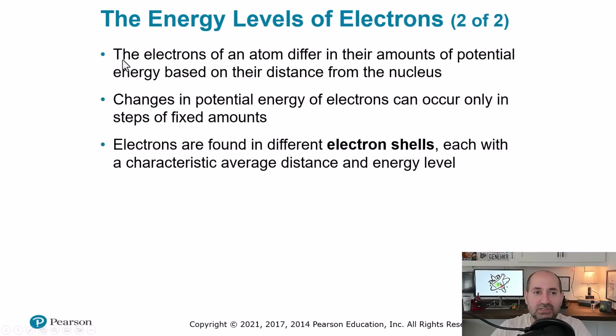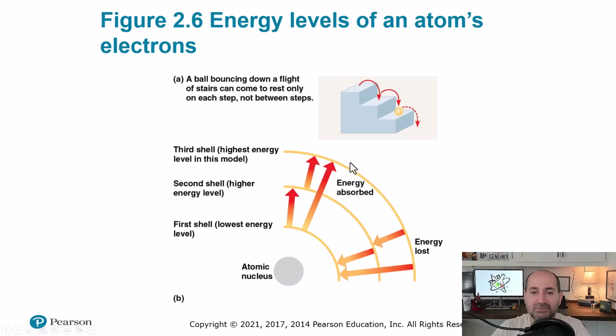Now, this potential energy is applicable to the electrons of an atom, because those electrons differ in their amounts of potential energy. Based on what? Based on their distance from the nucleus. And these changes in potential energy of electrons can occur only in steps of fixed amounts. And these fixed amounts are dictated by what are known as electron shells. Electrons are found in different electron shells, each with a characteristic average distance and energy level. So let me show you what I'm talking about.